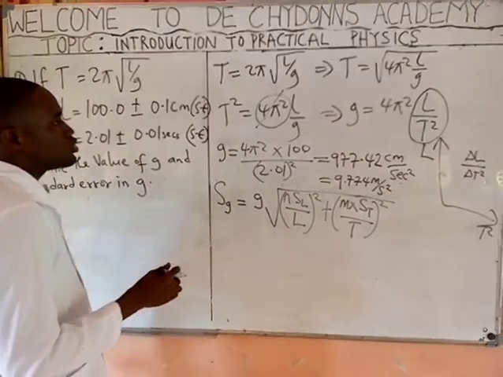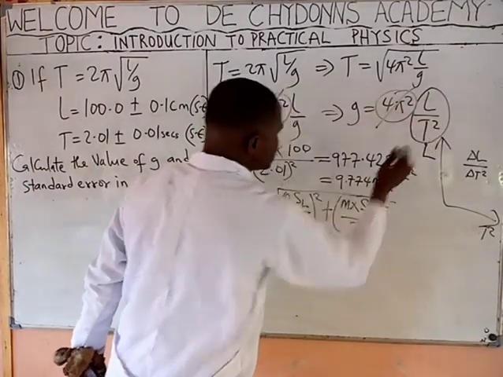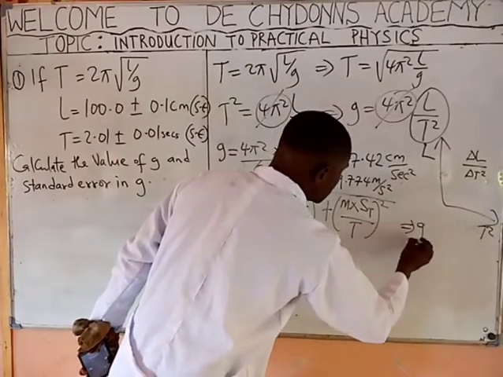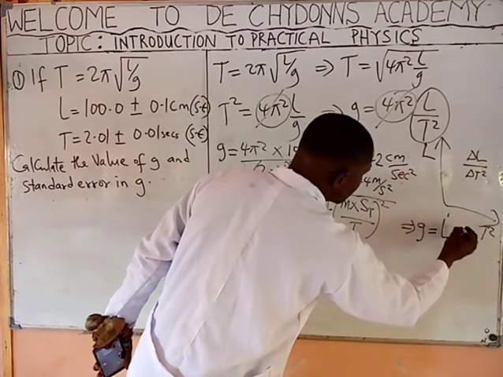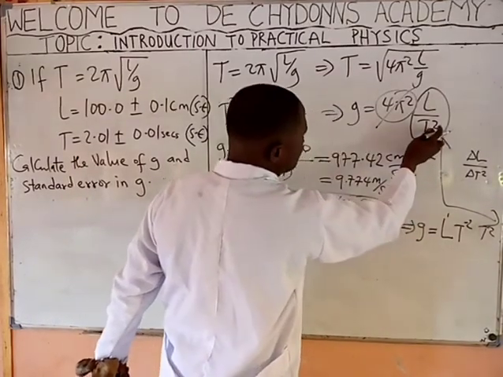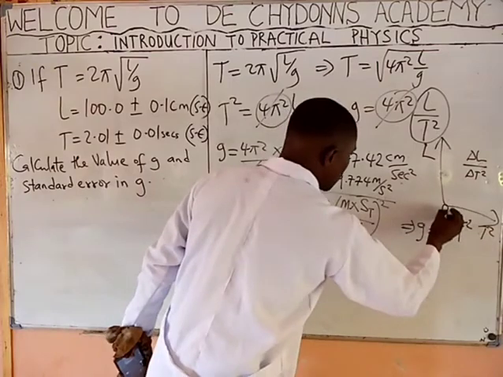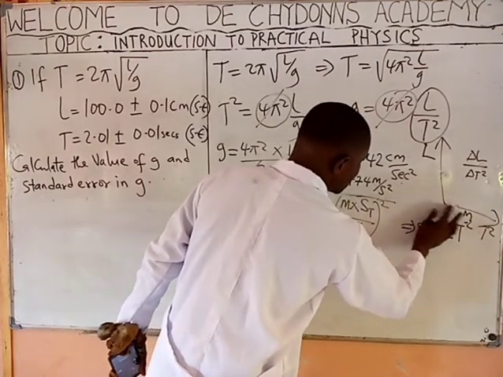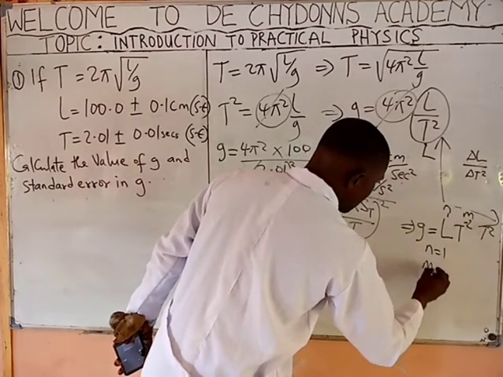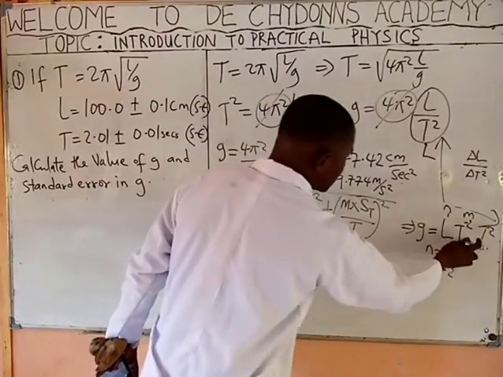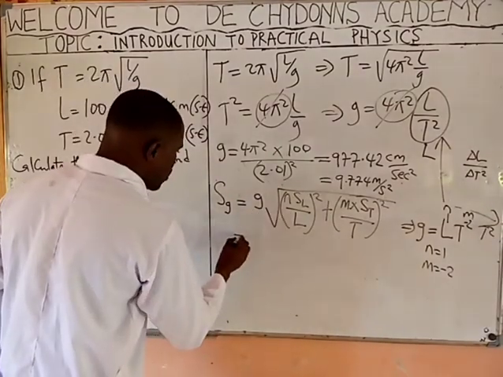Now, what you do is forget about the constant and pick L over T squared. From g equals L over T squared, it implies that g equals L raised to power 1, T raised to power minus 2, because if the power of 2 is in the denominator, it becomes raised to power minus 2. This will be your n and this will be your m. So n equals 1, m equals minus 2. That is, the power of T is m, and the power of L is n.